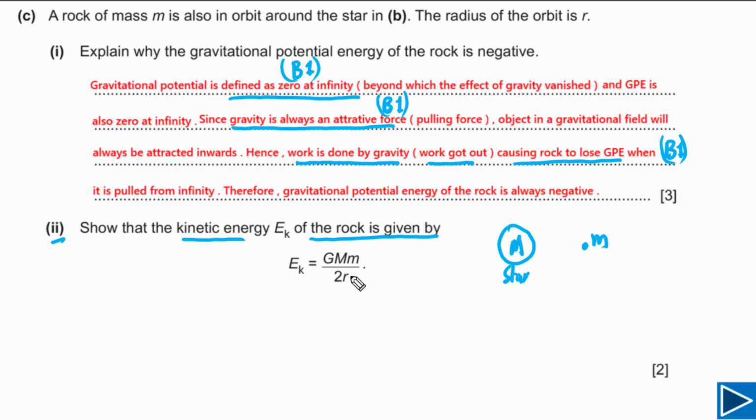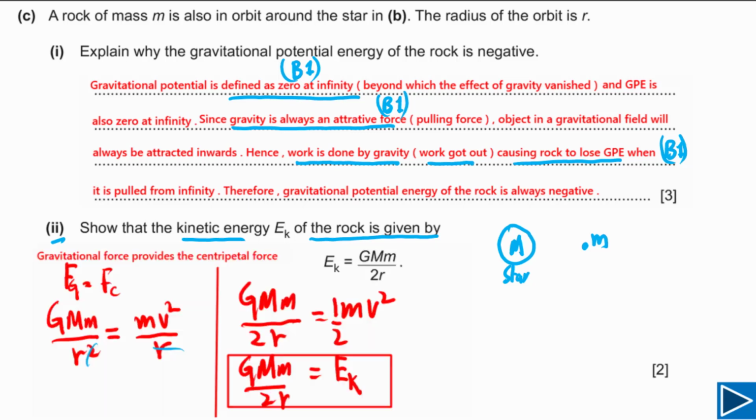I have already done so. Let me look at my answer and explain it with the help of my answer. Now you can see I have already written that gravitational force provides the centripetal force, meaning this rock is orbiting around the star, so there is centripetal force acting on it, and that centripetal force is due to gravity. This is a very good point to write down here. Now gravitational force is providing the centripetal force, so this is our gravitational force and this one is the centripetal force.